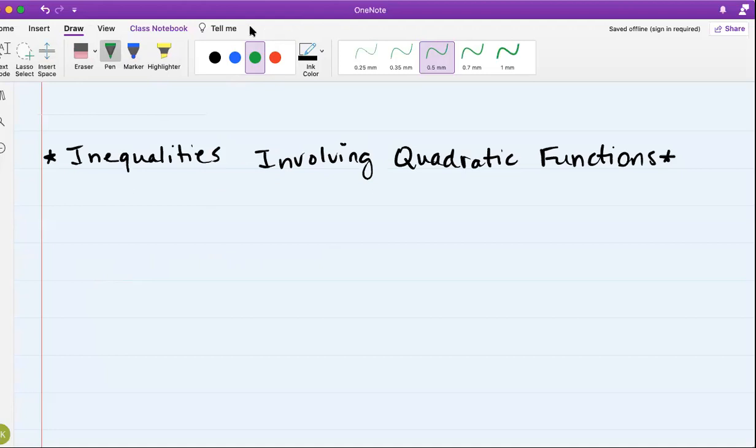Hello everyone. Today we're going to talk about inequalities involving quadratic functions. So we've seen a lot of quadratic functions. For example, something like this is a quadratic function. And we have learned how to graph them by several different means.